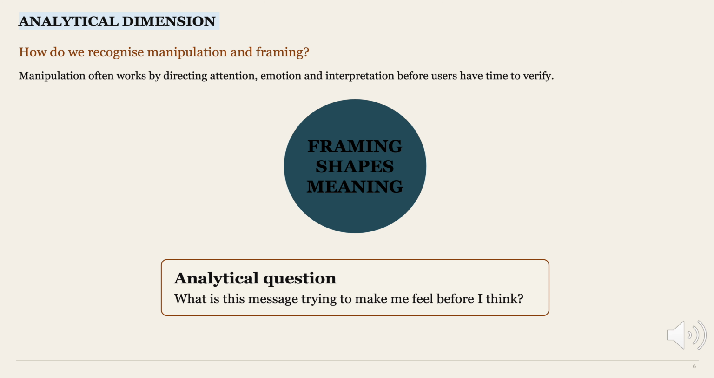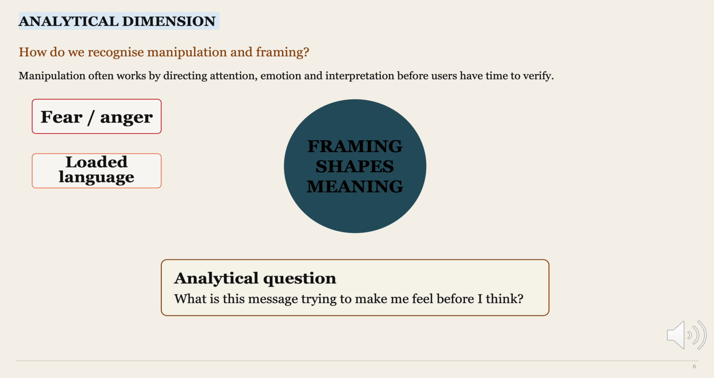Political messages do not only transmit information, they also shape how users interpret an issue, a candidate, or a political event. Manipulation often works before users have time to verify the content. It captures attention, triggers emotions, and pushes a particular interpretation. For example, a message may use fear or anger to create urgency. It may rely on loaded language to make one side appear dangerous, corrupt, or heroic. It may also use scapegoating to blame a group for a complex problem.